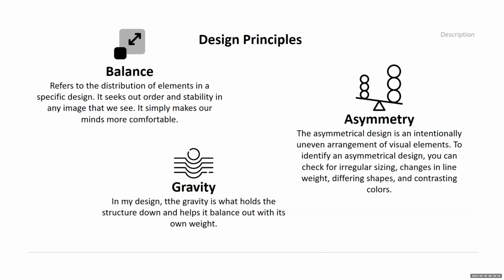I also use asymmetry. The asymmetrical design is an intentionally uneven arrangement of visual elements. To identify an asymmetrical design, you can check for irregular sizing, changes in weight, differing shapes, and contrasting colors.